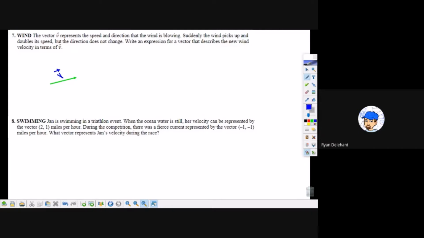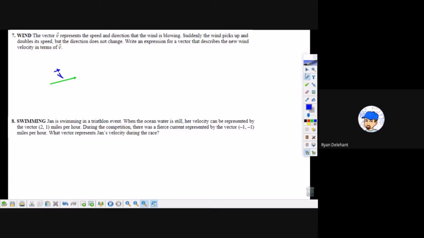That's how strong the wind is blowing and in the direction it's blowing. Suddenly the wind picks up and doubles its speed, but its direction does not change. So before we write an expression for this, in comparison to the green vector I've drawn, what's going to change about it? Does its direction change? What changes? Its magnitude, right? Because now the wind is pushing against us twice as hard.